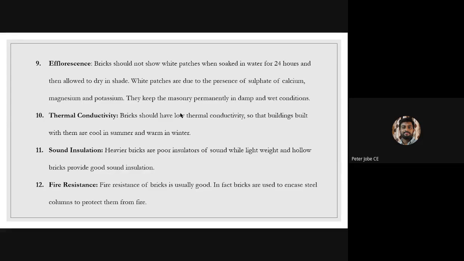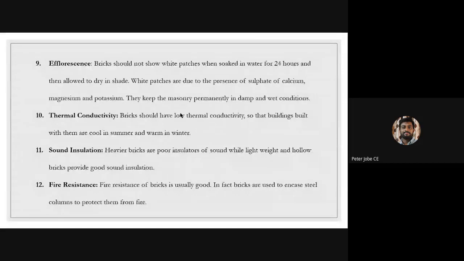If anyone has any doubt, you may ask me before we move on to our next topic. Does anyone have any doubt? Akub? Is Akub in class? Yes, sir. Akub, are you able to follow what I'm saying? Yes, sir. Okay, good. Akub, have you understood what are the properties that are required for a good quality brick? Yes, sir. Okay.